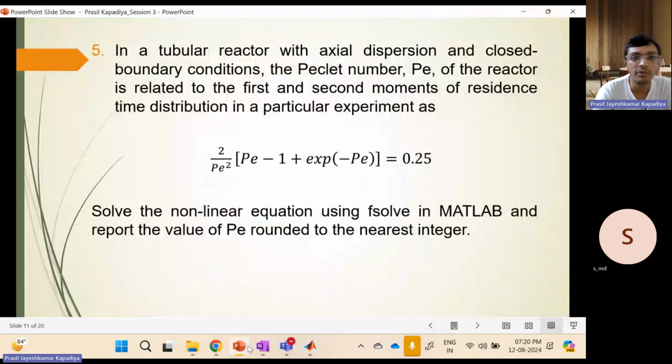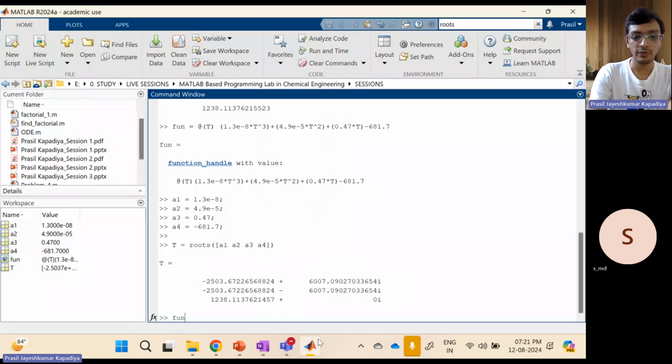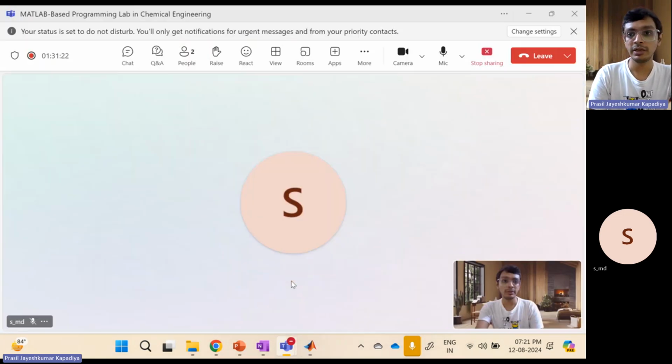Next question. In a tubular reactor with axial dispersion and closed boundary conditions, the Peclet number of the reactor is related to the first and second moments of the residence time distribution in a particular experiment as 2 divided by Peclet squared, into Peclet number minus 1 plus exponent of minus Peclet number, is equal to 0.25. So this I need to solve. Correct, so the same thing we can do here also. I will define my function fun. I'm sorry, just give me a minute.